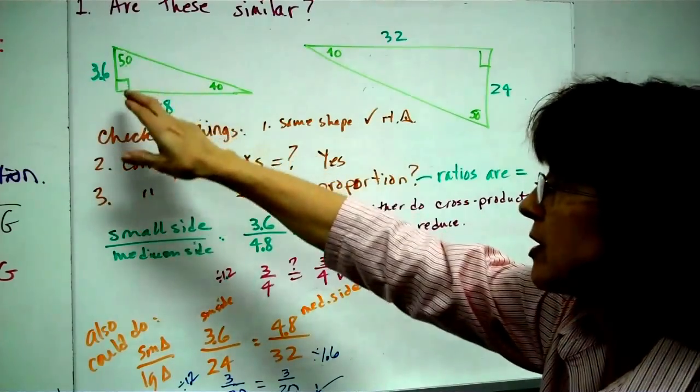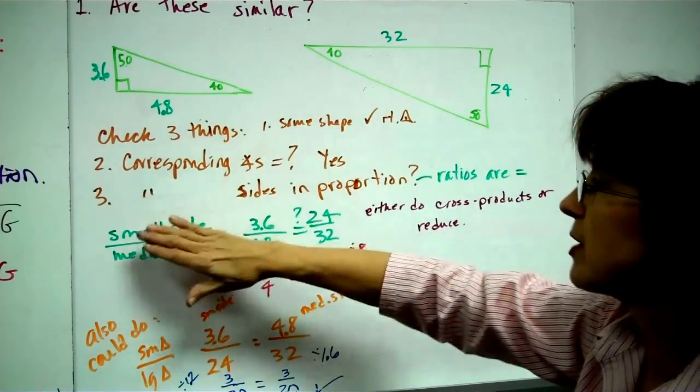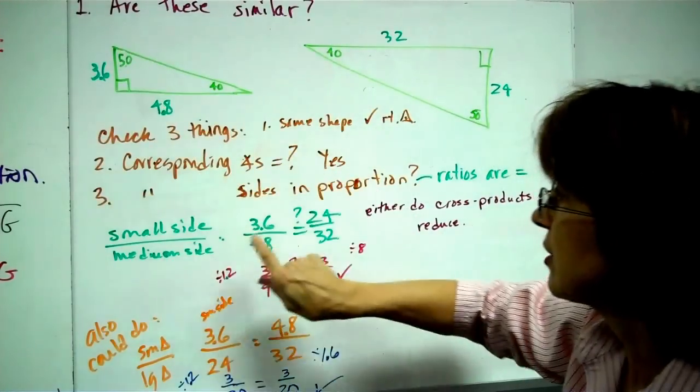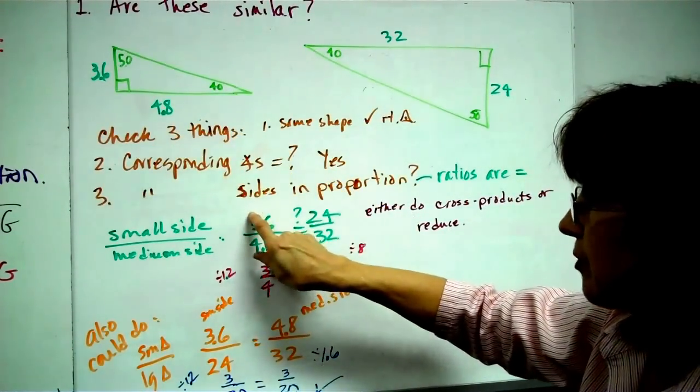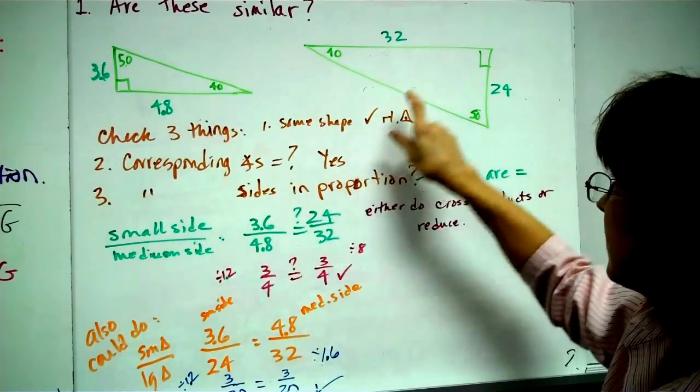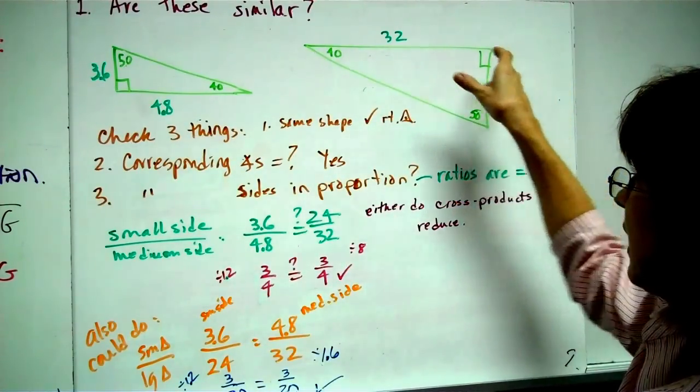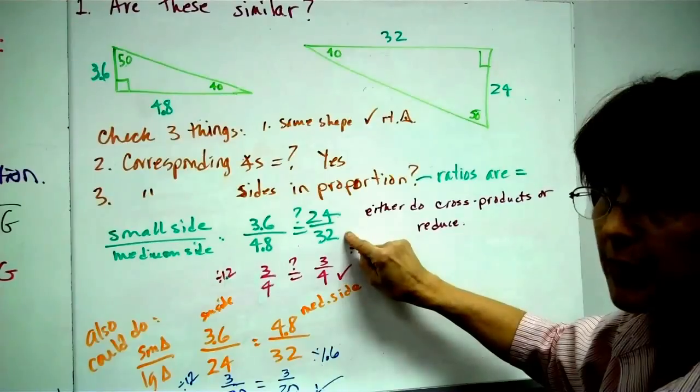All right, so let's just do the small side to the small side. Just the small side to the medium side, I'm sorry. So this small side is 3.6 of this first triangle, and that's 4.8. So put that small on top, the medium on the bottom. Then we see the small side here is 24, and that has to be to 32, because that's the medium side of that triangle.